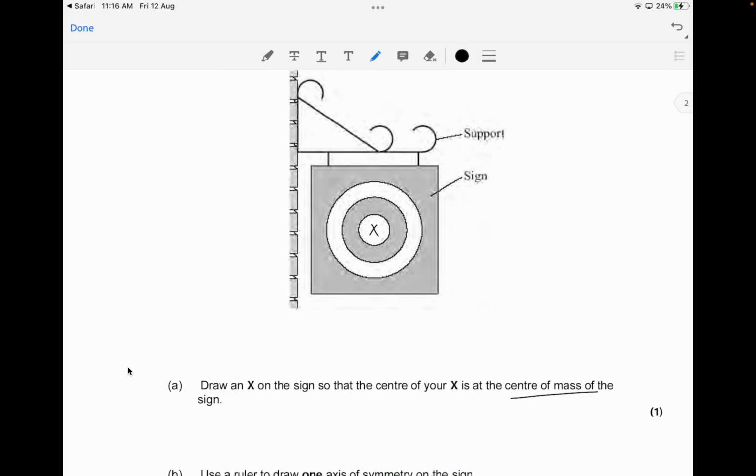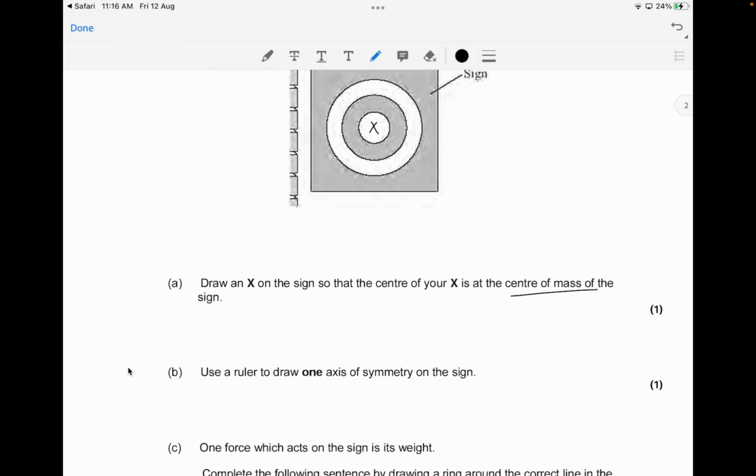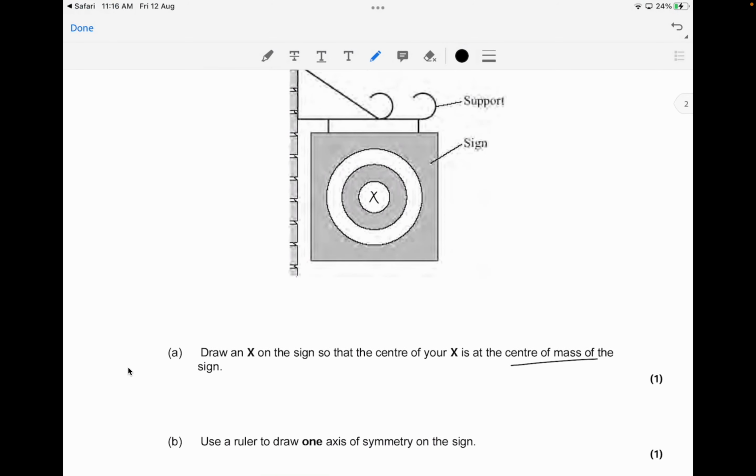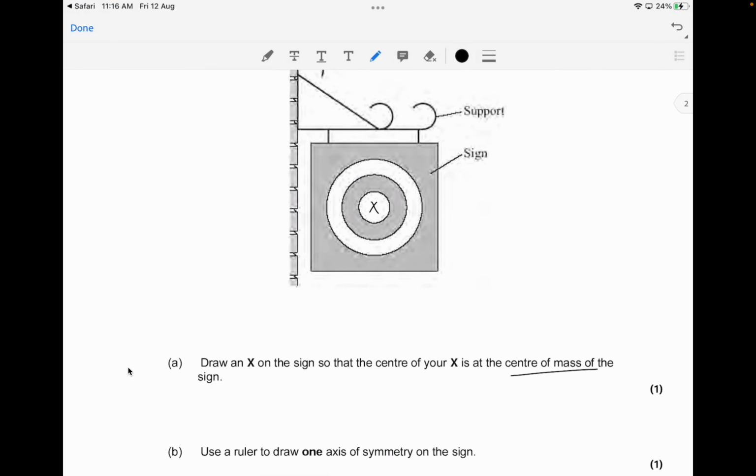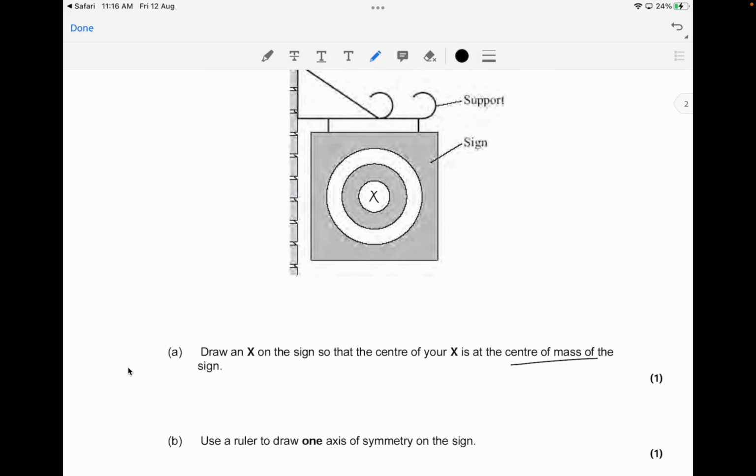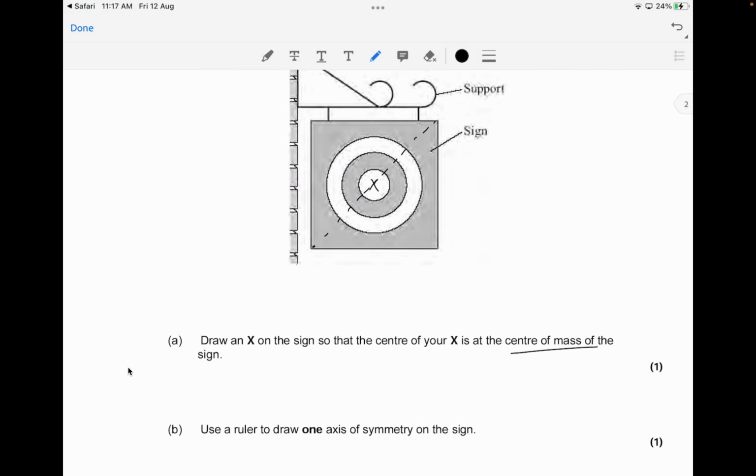So I'm just going to draw a nice X there. Basically we have to just draw it somewhat like that. Okay, now use a ruler to draw one axis of symmetry on the sign. So we can draw this axis of symmetry from any corner to the diagonal opposite corner as well. It's an axis of symmetry. So yeah, somewhat like this. This is technically one axis of symmetry, so that's also fine.